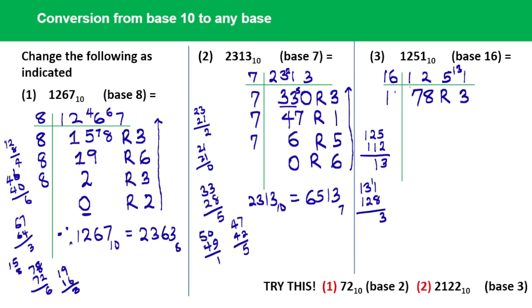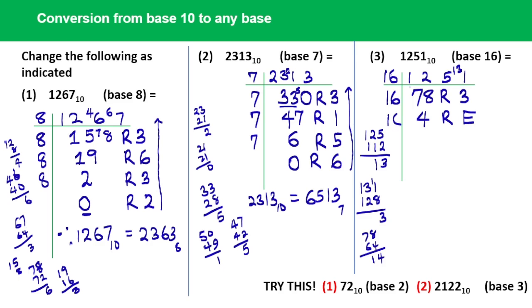We repeat the process again. 16 in 78, that is 4. 16 times 4 is 64. 78 minus 64 will give us a remainder of 14, which is the final remainder because there are no digits left after 78. But remember from our hexadecimal number system that 14 is the same as letter E. So instead of writing 14 here, we write letter E.